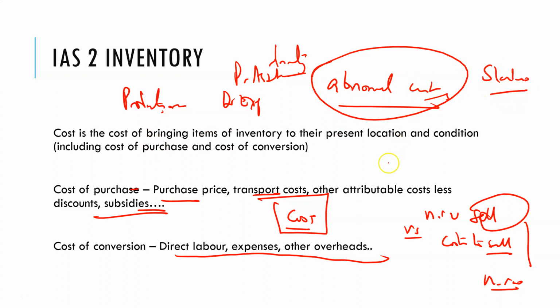And of course, we might have work in progress. So it's all about, because of course, inventory is made up of 3 areas, isn't it? Raw materials, work in progress, and finished goods. So you want to make sure the finished goods, of course, have their own share of those production overheads.